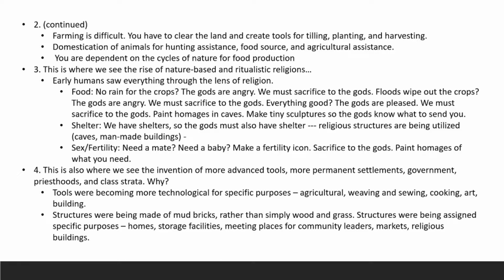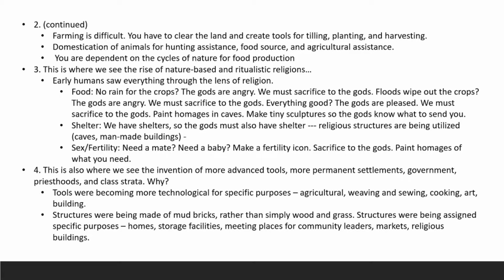And this is also where we see the invention of more advanced tools. Settlements are becoming way more permanent and bigger and bigger. There's government, priesthoods, and class strata. Why? Well, population explosion is one reason. There are so many people. You have to build more buildings. You need somebody to tell you what to do, to tell you how to sacrifice to the gods. And of course, some people are going to have more than others.